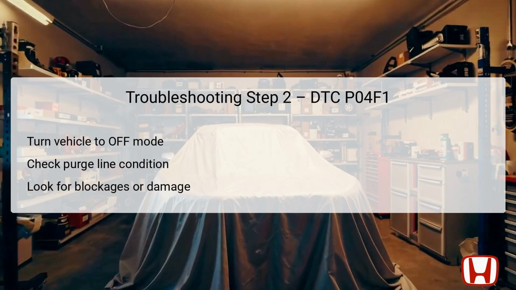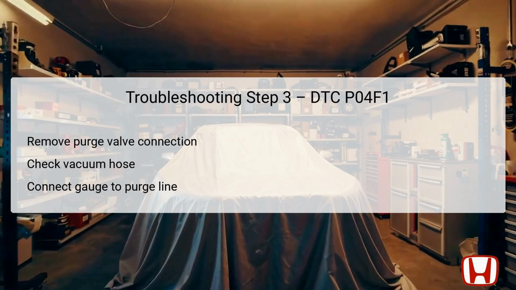This step is critical because if the line is compromised, it can prevent proper vapor flow, leading to lower than necessary purge flow rates. If the line is found to be in good condition, the technician can confidently move on to the next step. Conversely, if issues are identified, repairs or reconnections must be made at this point.